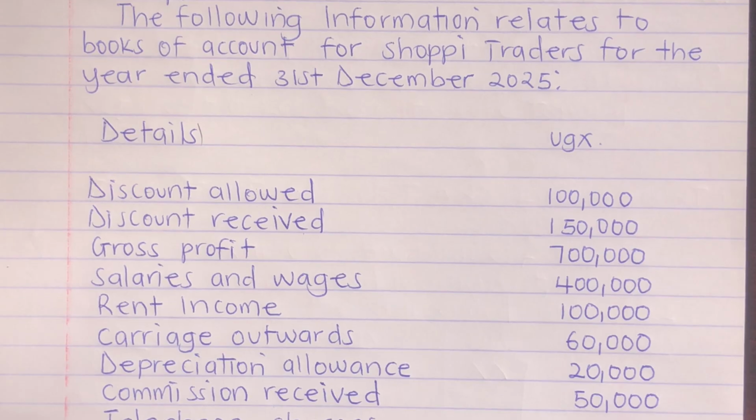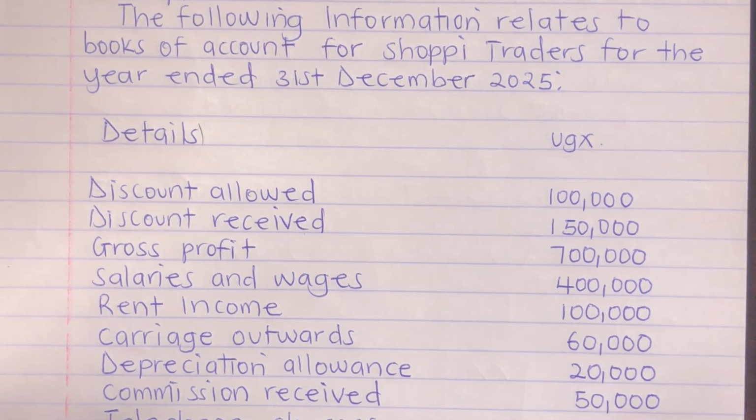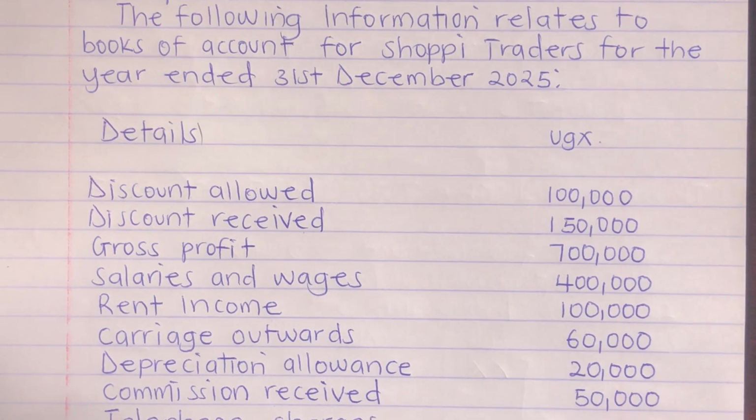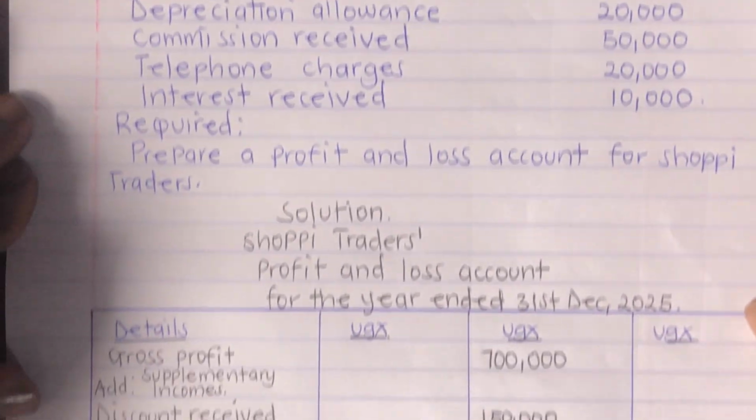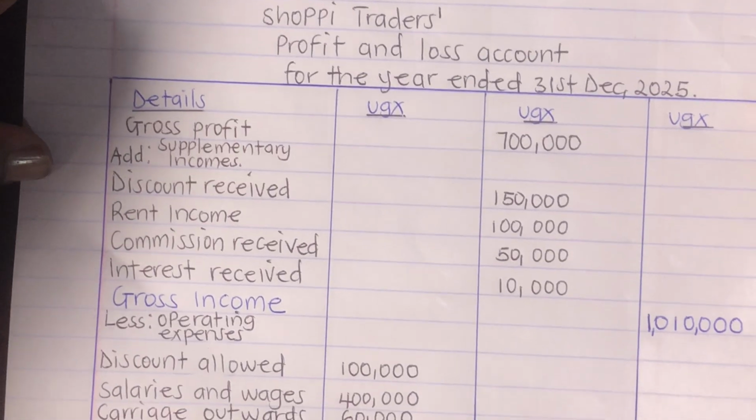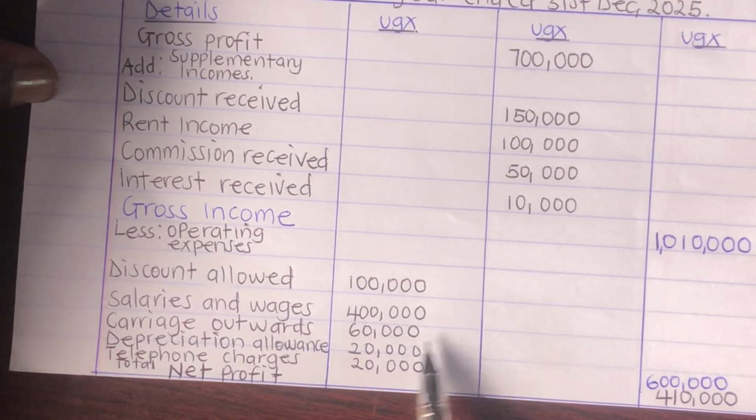So business people always put aside some expenses to cater for the depreciation of stock, or of those fixed assets. So that is an expense already. Our depreciation allowance was only 20,000. So you also come and include it in our operating expenses here.